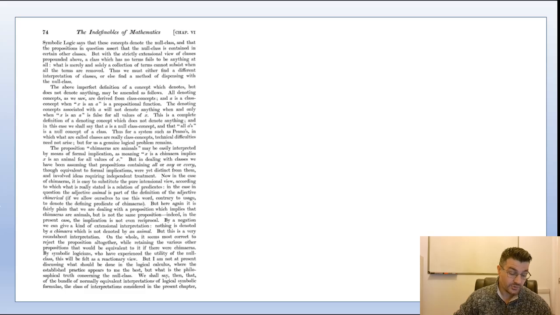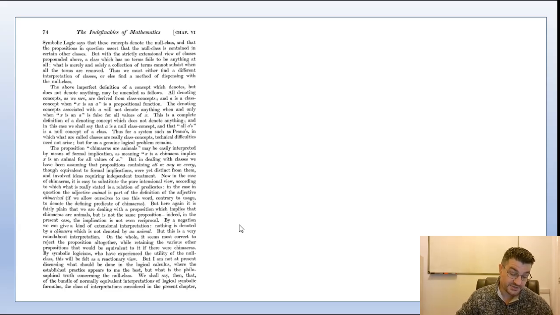By a negation, we can give a kind of extensional interpretation. Nothing is denoted by a chimera, which is not denoted by an animal. But this is a very roundabout interpretation. On the whole, it seems most correct to reject the proposition altogether, while retaining the various other propositions that would be equivalent to it if there were chimeras. By symbolic logicians who have experienced the utility of the null class, this will be felt as a reactionary view, but I am not at present discussing what should be done in the logical calculus, where the established practice appears to me the best.